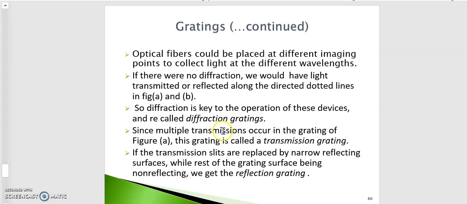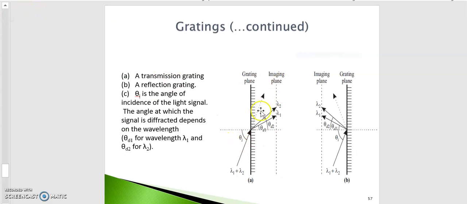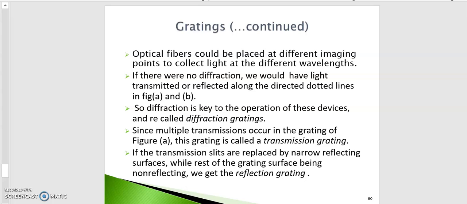When multiple transmissions occur in the grating, that grating is called a transmission grating. See here, this is the incoming signal. This is the transmitted signal. This is one signal, this is another signal. So this is called a transmission grating. But here, this is the incoming signal. It is reflected, so a number of reflections are occurring. So it is called a reflection grating. So when multiple transmissions are occurring in the grating, it is called a transmission grating.